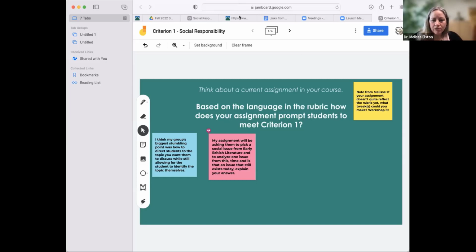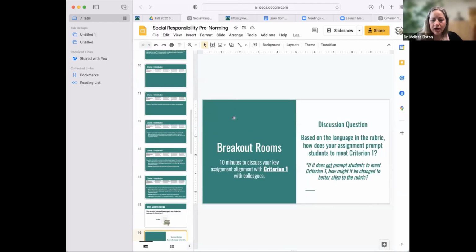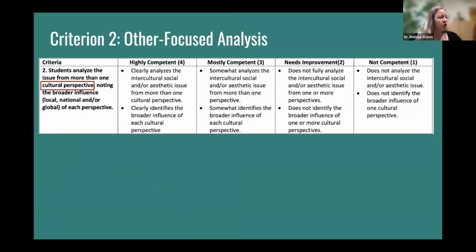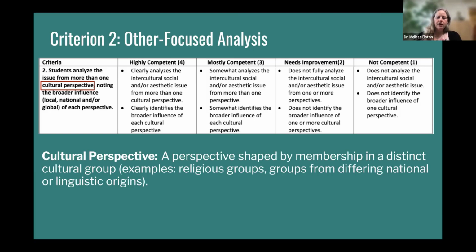I'm going to move back into our slide deck real quick. We're going to move into Criterion Two. Criterion Two is the place where students have identified an issue and now they have to put on one cultural lens that is not their own. We want them to be able to see an issue from more than one cultural perspective. So, just a quick glossary.